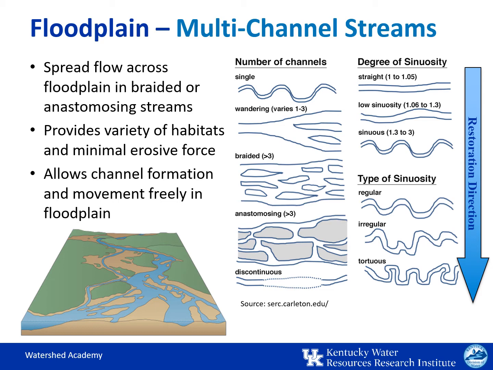That's led some to have a philosophy of stream restoration that just focuses on having a wide floodplain and allowing the stream channel to find its way across this floodplain, maybe in a braided stream or in an anastomosing stream where there are many different channels that occur over this reach. This can provide a number of habitats and again it allows for a minimal erosive force over the channel.